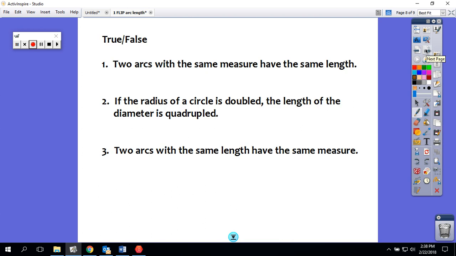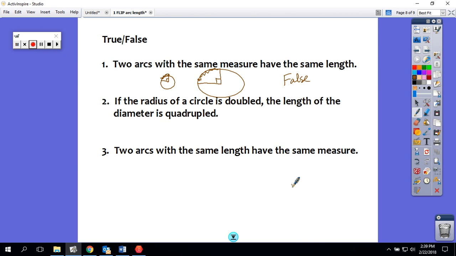Alrighty, true or false? Some things to think about. Two arcs with the same measure have the same length. If we think about that in terms of circles, if I think about a little bitty circle, let's say we'll just do 90 degrees because that's easy. Is this arc going to be the same length as a bigger circle that has an arc of 60? Hopefully you can see that that is not true. So this is false. The larger the circle, the longer the length of the arc.